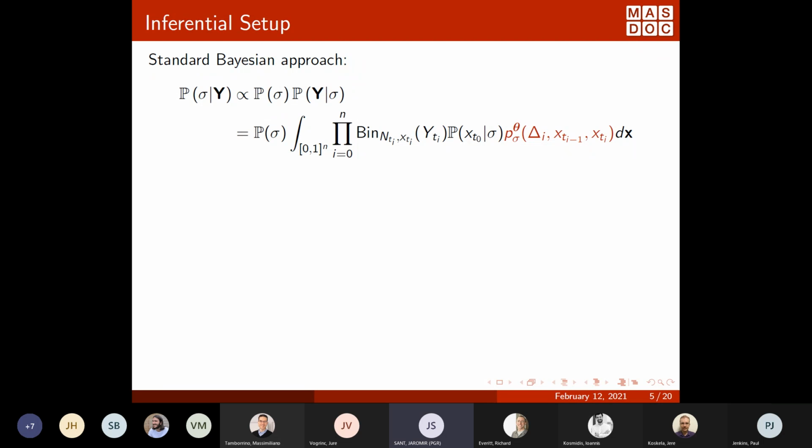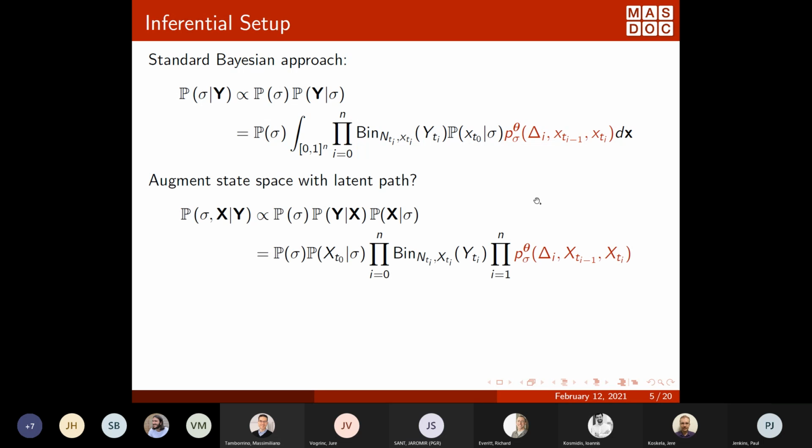Okay, but is there something that we could glean if we just incorporated the latent path as an additional variable in our state space X? And the short answer is no, because ultimately all that changes is the fact that we're now going to have a product of transition densities there. And we don't really know how to work with these anyway, because we don't have an analytic form for them.